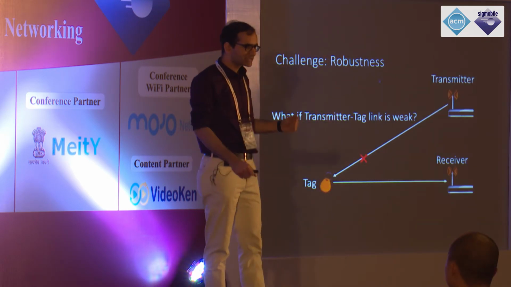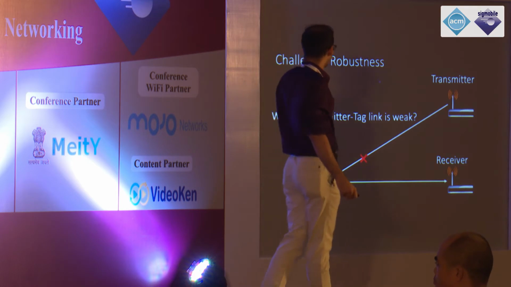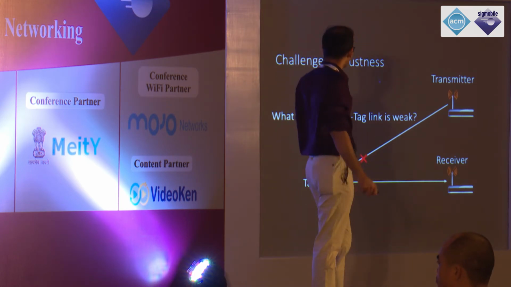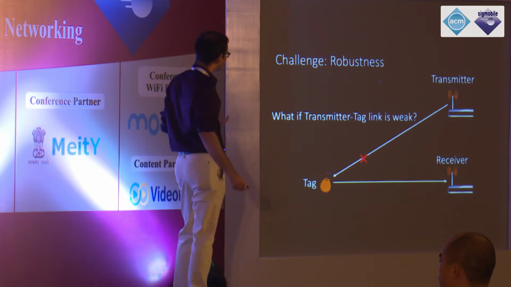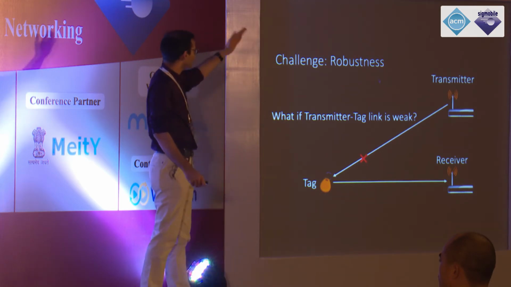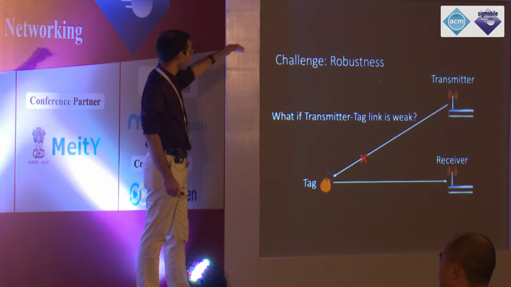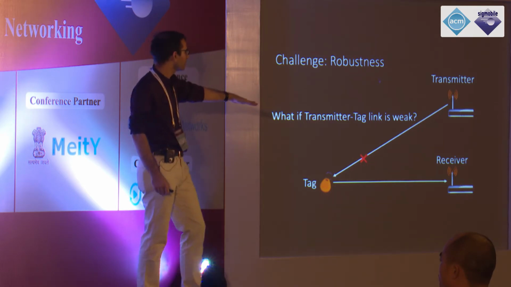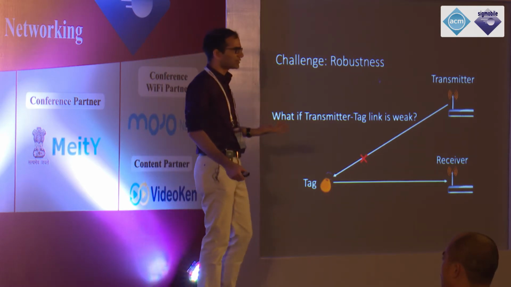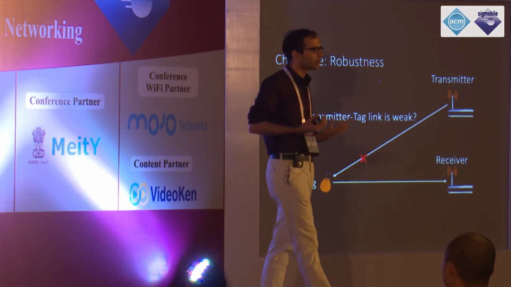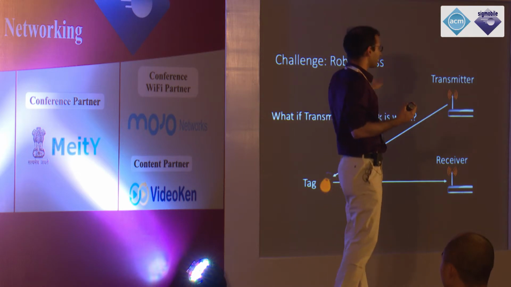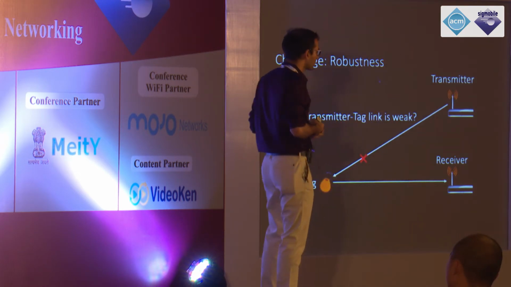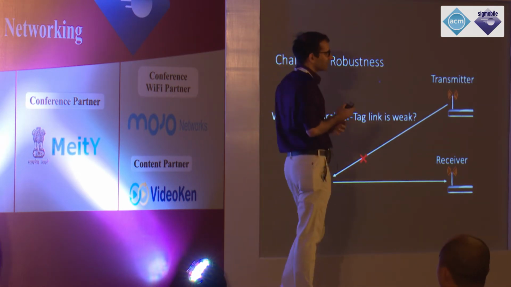Okay, so let's discuss the challenge of robustness. The reason I want to discuss this in more detail is that there's a paper tomorrow about this. The problem that the paper is trying to solve is the following. We rely on a signal going from the transmitter to the tag to the receiver. But what if the transmitter to tag link is weak? That can happen very often in indoor environments because there's multipath. You don't really know where the tag and transmitter are in the real scenario. So what can you do in that case?